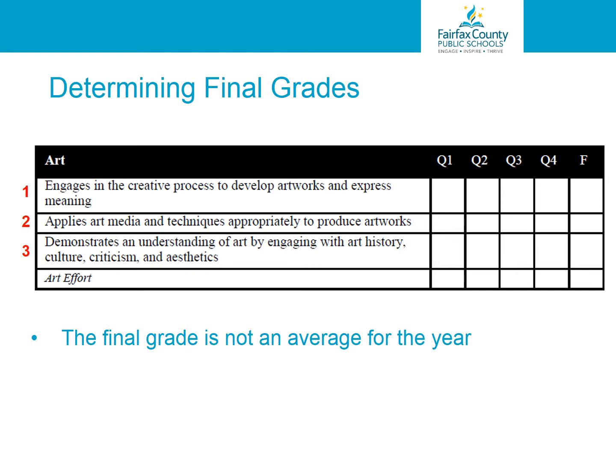Marks in the final column on the progress report should reflect the student's achievement at the end of the year for that standard. This mark should not be derived from averaging grades throughout the year, but it should reflect the level of knowledge and skills at that point in time. In some cases, the final grade will be the same as the fourth quarter grade.